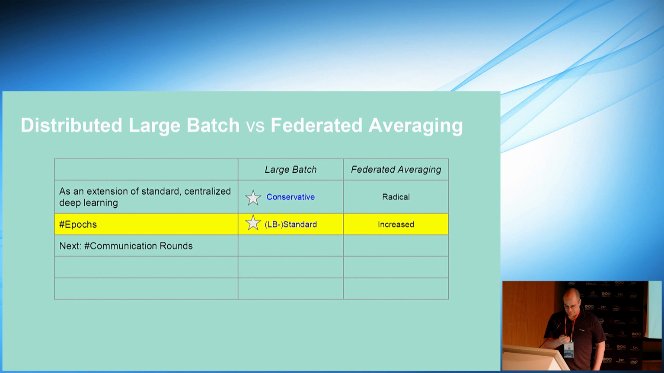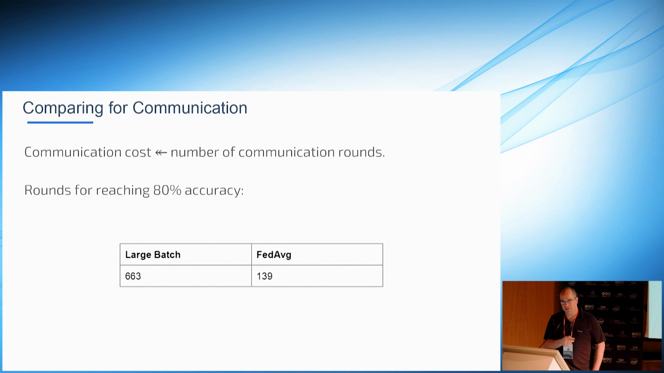epochs. But remember the point of federated averaging, which was to save on the communication cycles, which may slow you down in the large batch case, which I haven't shown you here. So when you do look at those, federated averaging for reaching 80% accuracy, for example, requires only 140 communication cycles, whereas large batch requires many more, even though it used fewer epochs. So if network is your bottleneck, then you might be better off using federated averaging. So that goes for federated averaging.